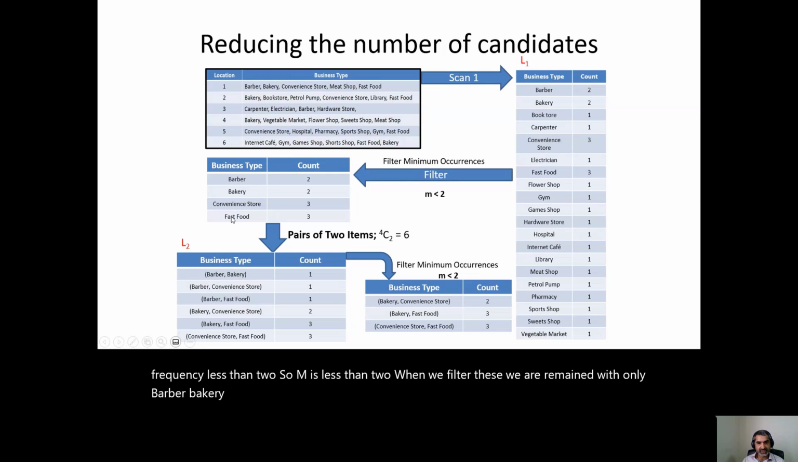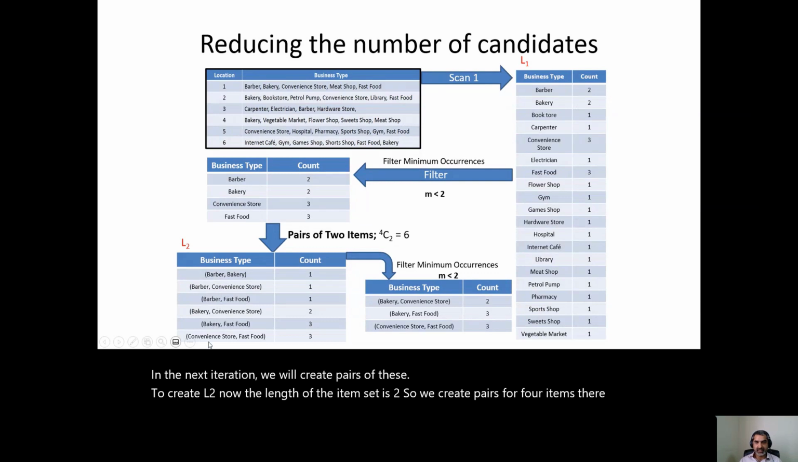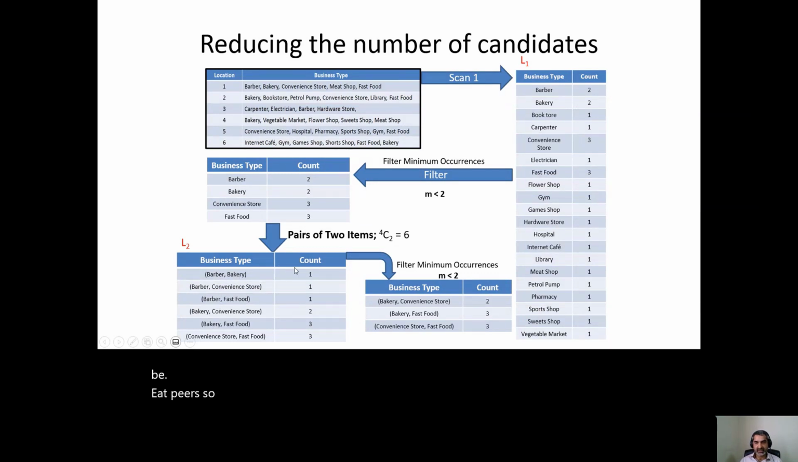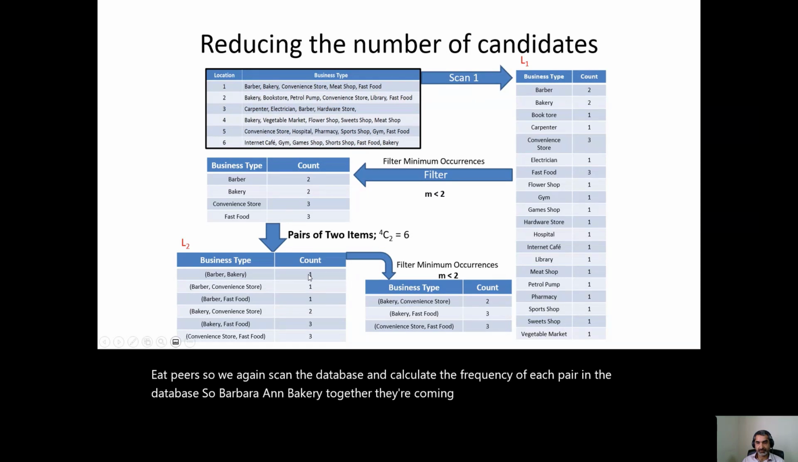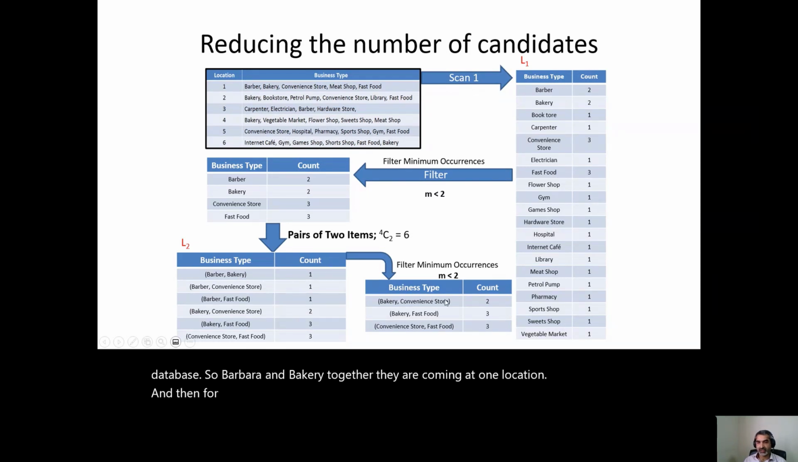In the next iteration, we will create pairs of these to create L2. Now the length of the item set is 2. So we create pairs. For 4 items, there will be 8 pairs. We again scan the database and calculate the frequency of each pair in the database. Barber and bakery together come at one location. Then for the filtration step, we see which of these is less than 2 and filter that out. So the interesting item sets are now bakery and convenience store, bakery and fast food, convenience store and fast food, based on their frequency.